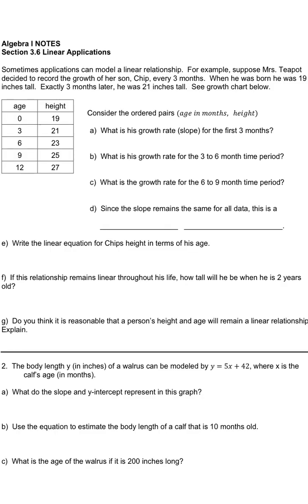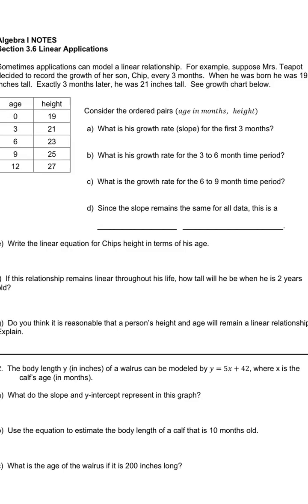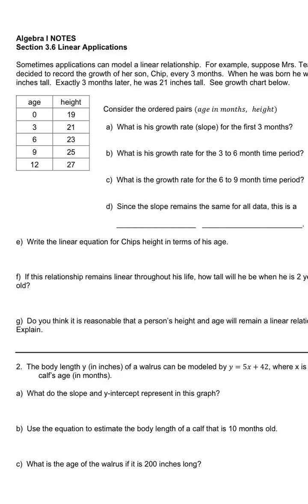For example, suppose Mrs. Teapot decided to record the growth of her son Chip every 3 months. When he was born, he was 19. Let's go ahead and underline some information here. It says he was 19 inches tall. Exactly 3 months later, he was 21 inches tall. See the growth chart below.